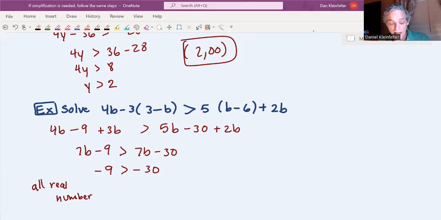If you want to write that in interval notation, that'll be negative infinity to infinity. So that will be one option or one possibility. The other possibility is that I made a mistake. So let's check and see if that was the case.